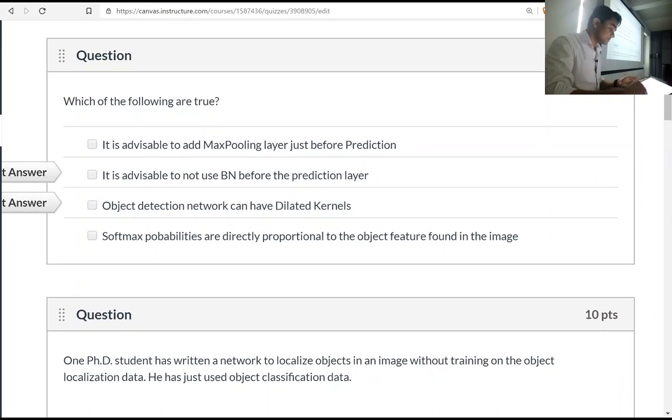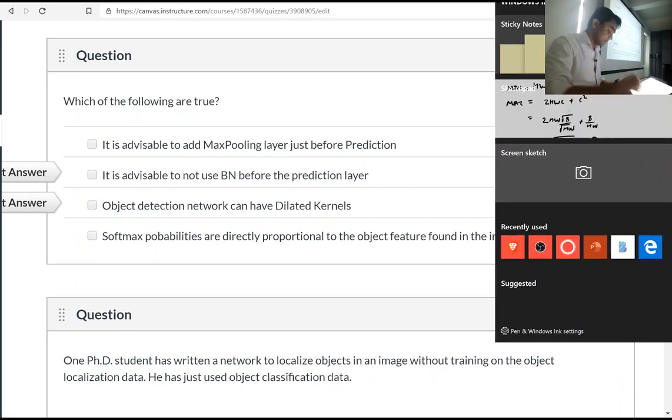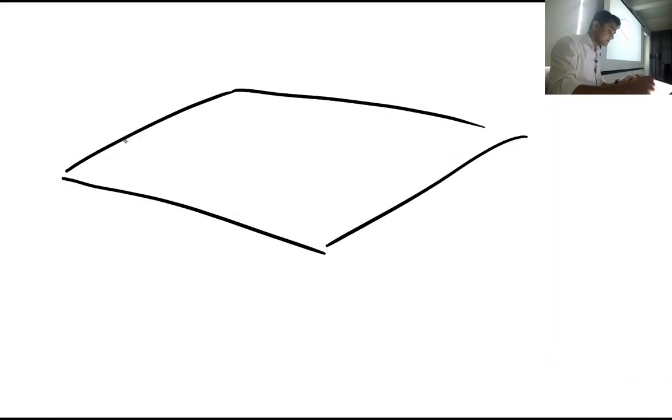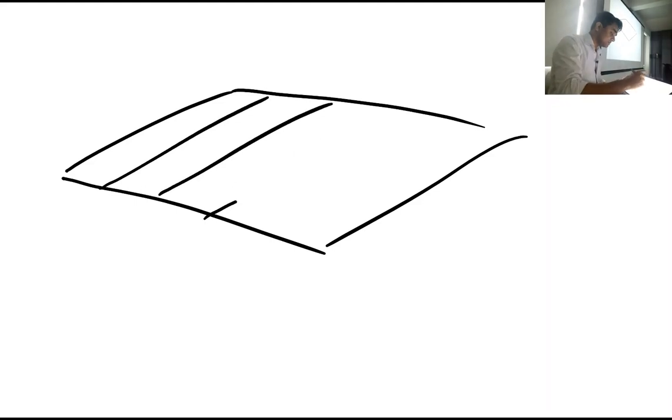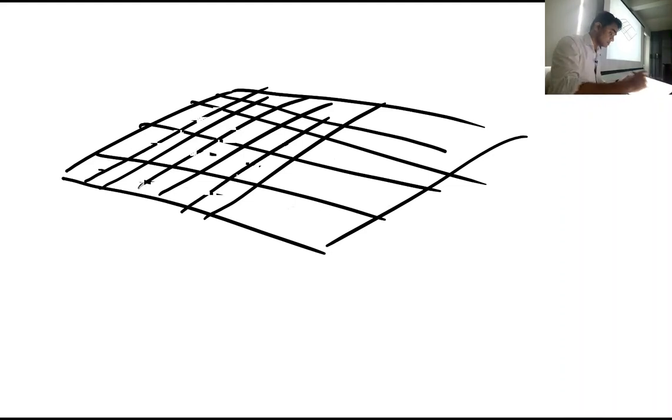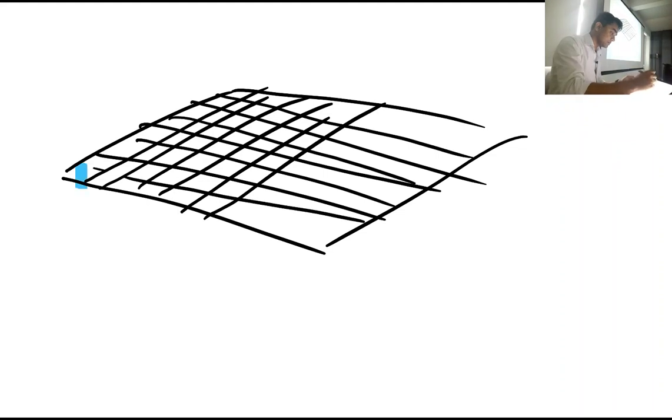Dilated kernel, we covered that in our, so let's say, currently when you're convolving, you're going to convolve with this kernel.